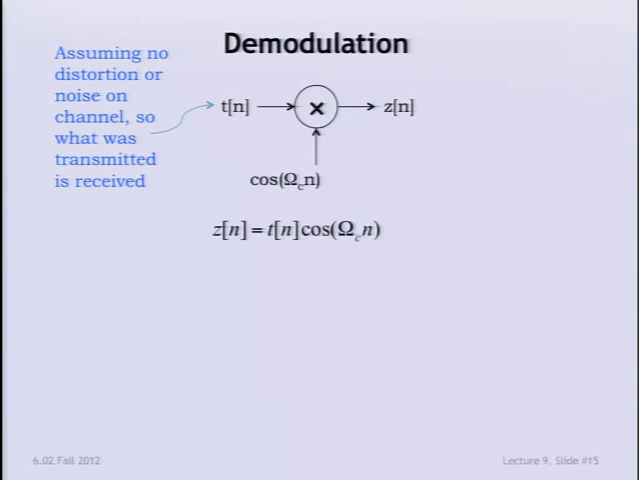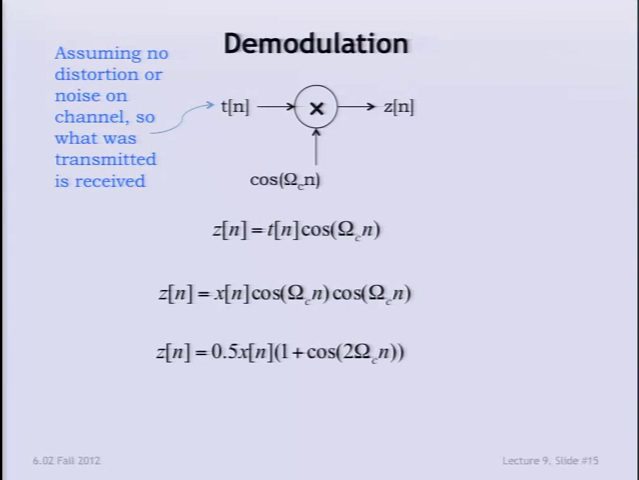OK, so here's what the result is. You've got the signal that you transmitted multiplied by the cosine. What's the signal that you transmitted? Well, it was the signal you wanted to get across, but multiplied by the carrier at the transmitting end. So you've got the cosine squared there. We have a standard identity for cosine squared. That's half of 1 plus cosine twice the angle, right? Yeah?